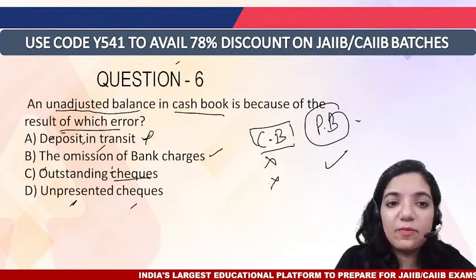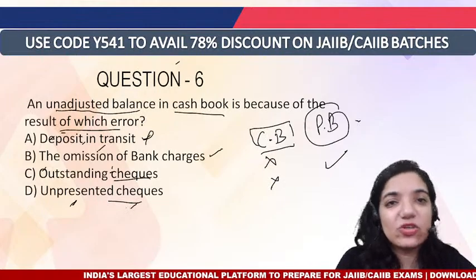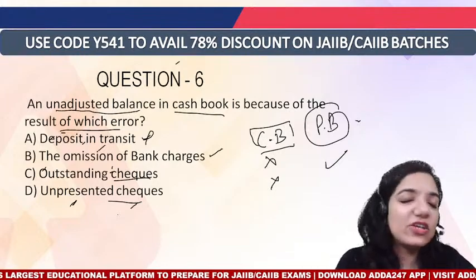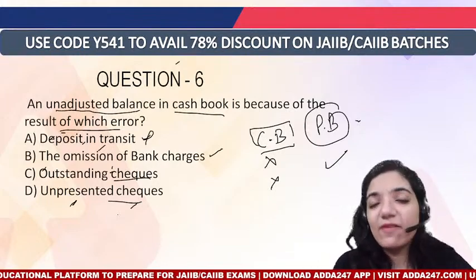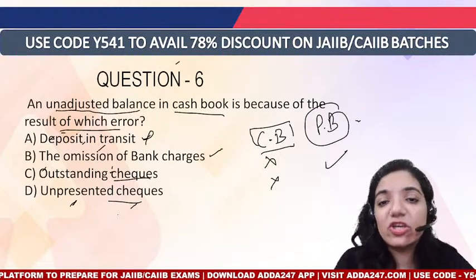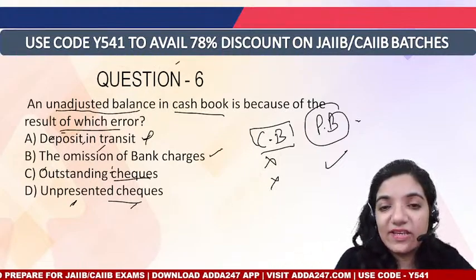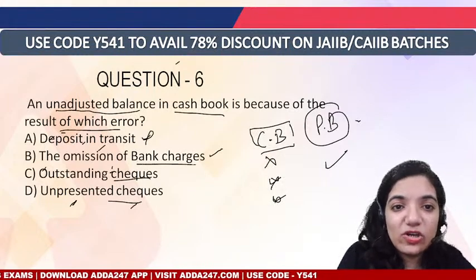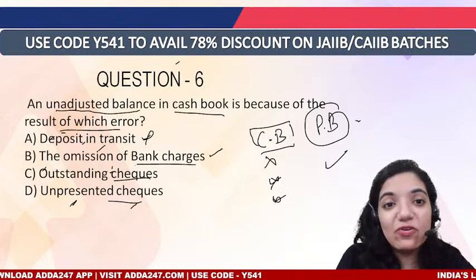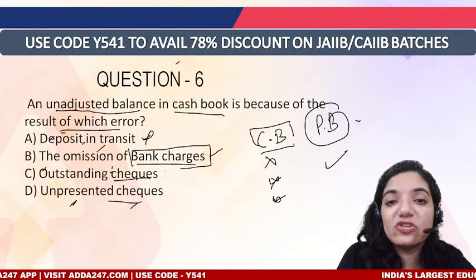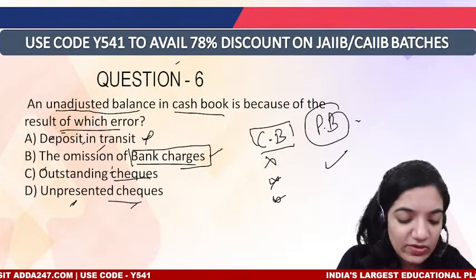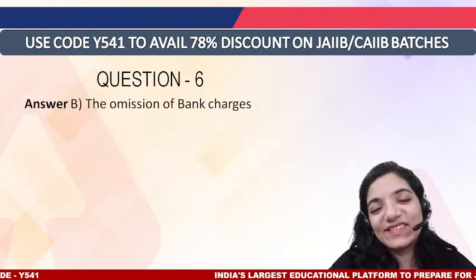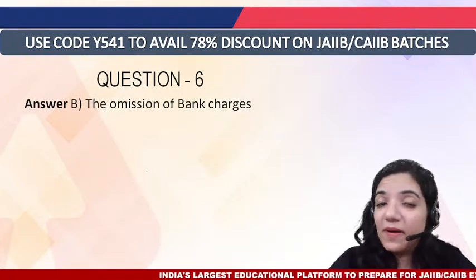And then comes the unpresented checks, the checks which have not been cleared from the side of the people. If I issued a check for you and you didn't get it cleared, from my side, I've already recorded that I've given you the check. Probably the payment would be made soon. So basically, this is also recorded. So all these things are already recorded. Only the bank charges, that's something the bank tells us. We have no clue whatever the bank charges we would have paid. So the bank charges is the only thing which should be recorded here, right? So the correct answer is the omission of the bank charges because the bank knows about it, but our cash book doesn't.